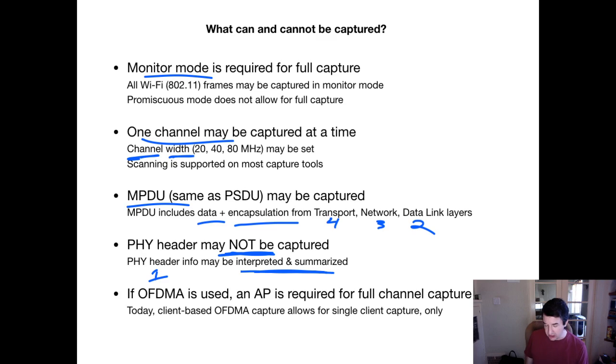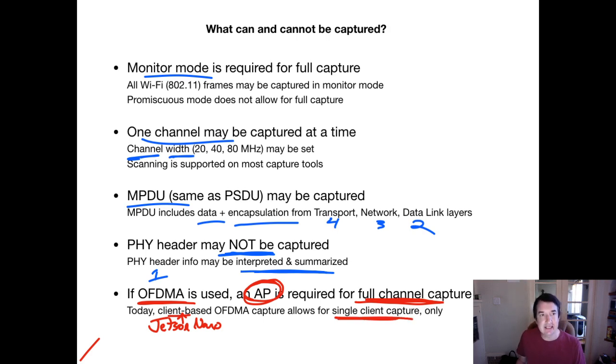The other limitation on capturing: if you're using OFDMA, the only way to capture the full channel is if you're capturing via an AP. At least today, if you're using that little Jetson Nano, that would be client-based capture. If you're using the Jetson Nano, you can only capture a single client today. Okay, so that's what you can capture.